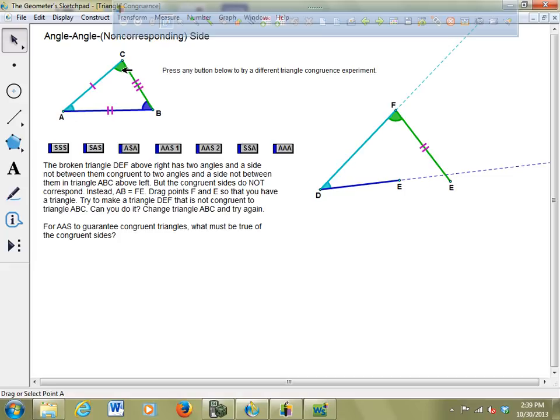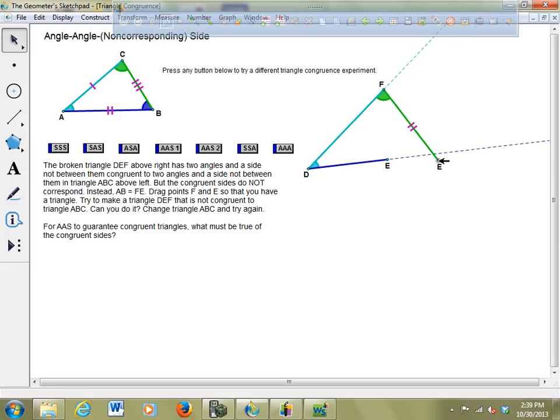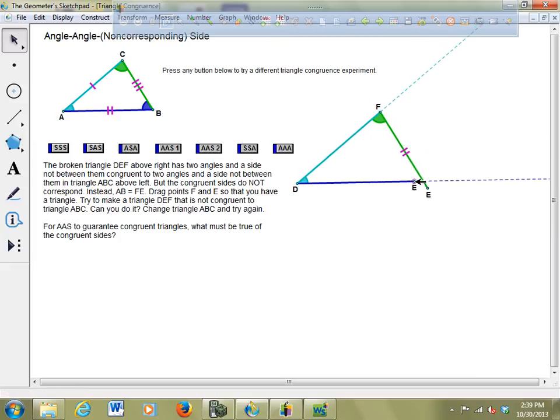Notice it goes green, then blue, then side. Here it goes blue, then green, then side. Do you understand the difference between this and the last one? In the last one, it goes angle, then side. In this one, it goes angle, then side, but they're not corresponding, meaning this side does not match up with this side. Is there more than one triangle I can make? I think yes, there is. Watch.